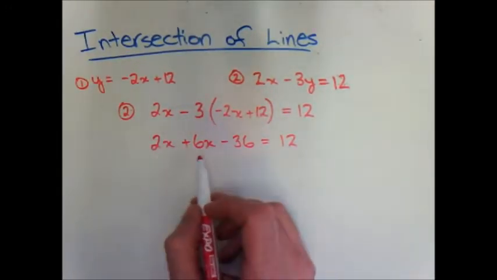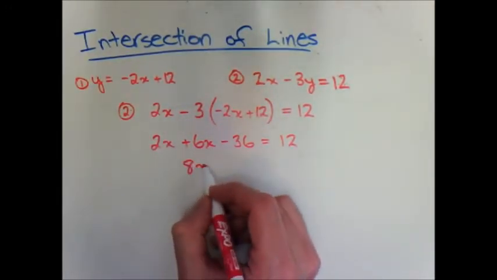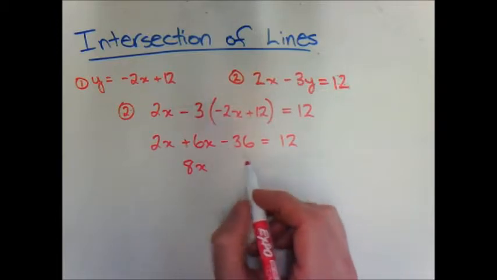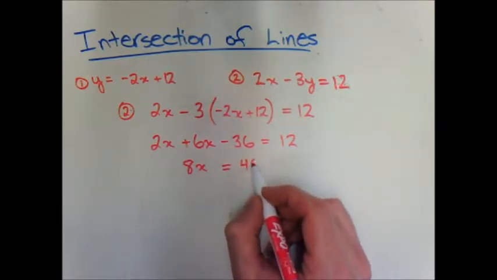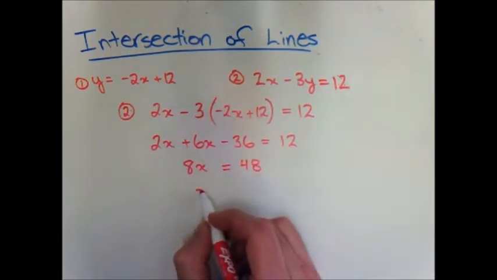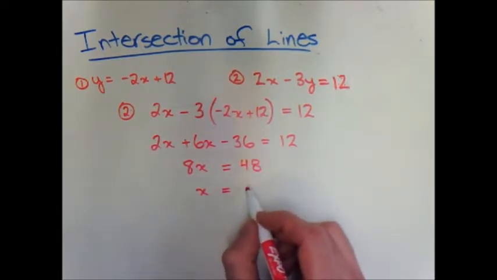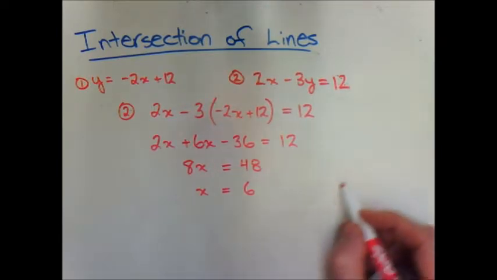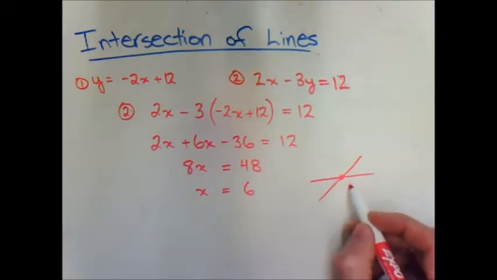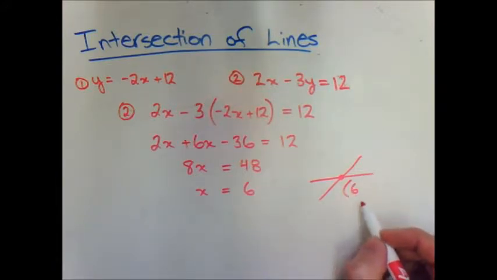I have just x's. I simply need to group my x's. And my other numbers I can move to the other side here by adding 36 to both sides. To get a single x by itself, I divide both sides by 8. I'm left with x equals 6. Now I know that at the point of intersection, the x coordinate is 6.